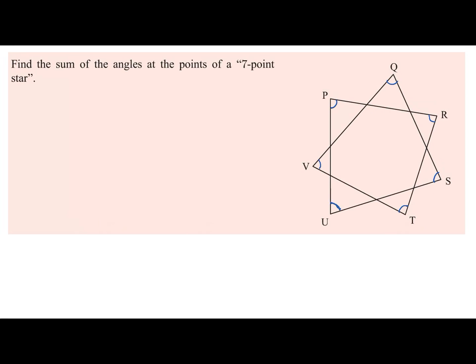Now, I am not asking you to find the size of each individual angle. You couldn't actually do that. There's not enough information in the question. But you can find the sum of them. So what I'm asking you to do is find P plus Q plus R plus S plus T plus U plus V without actually knowing what they individually are. Okay? You don't need to know the size of them.